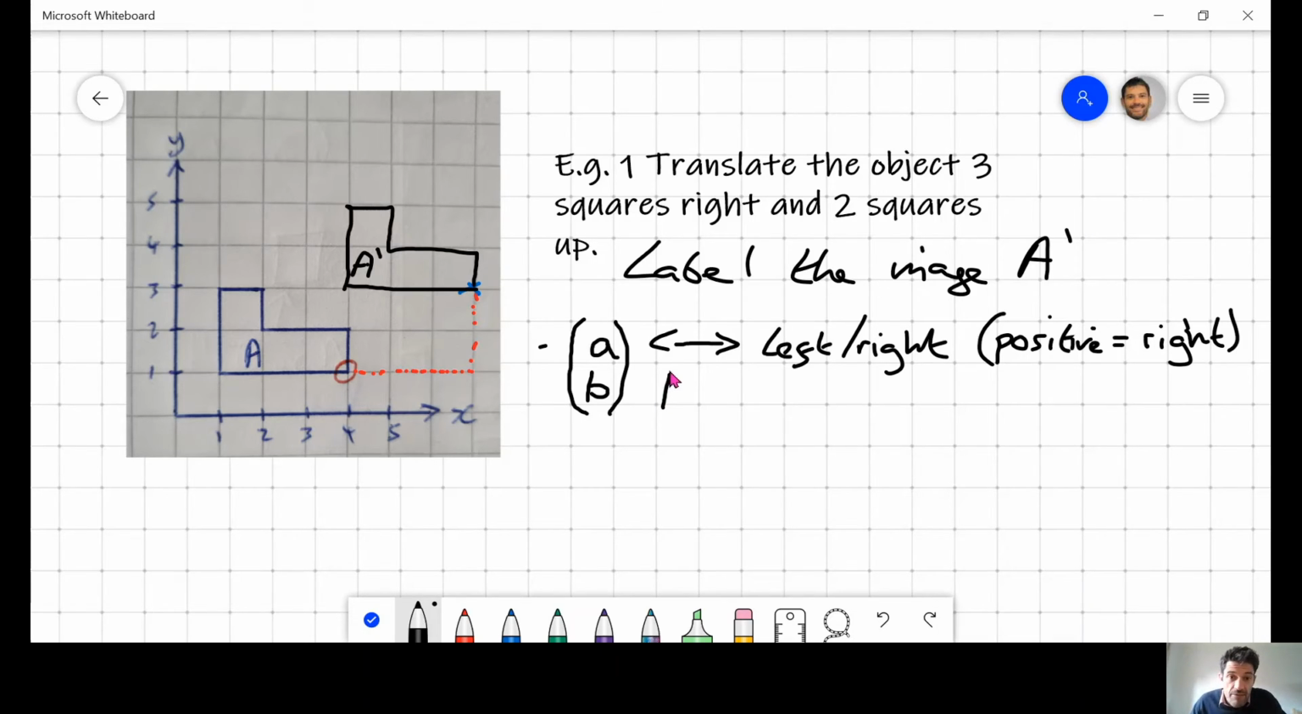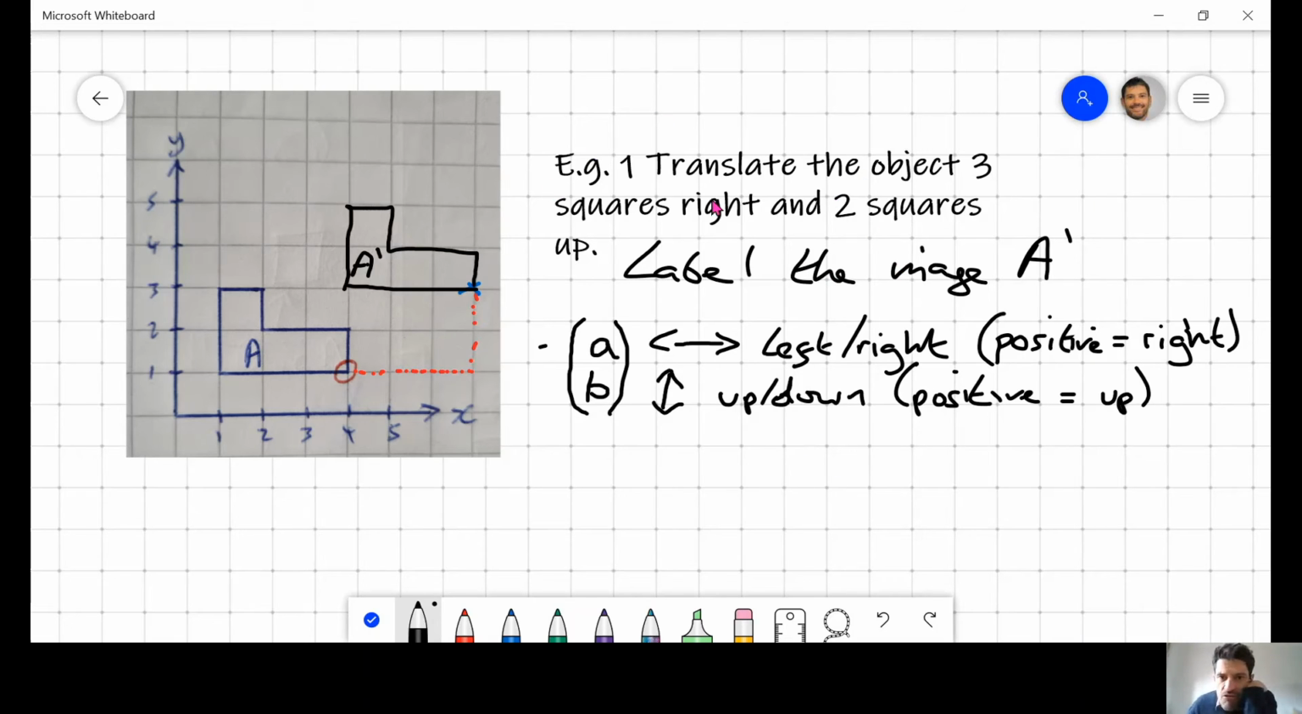Now B is, of course, up and down. Guess which way is positive. Think about the y-axis. Positive, maybe spelled correctly this time, treat myself, equals up. Cool. So copy that down, please, obviously.